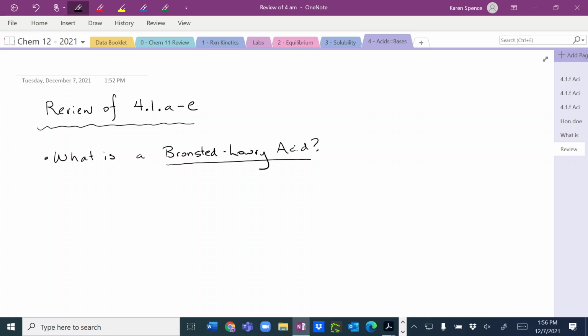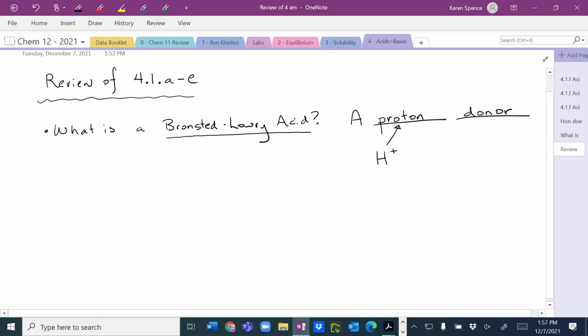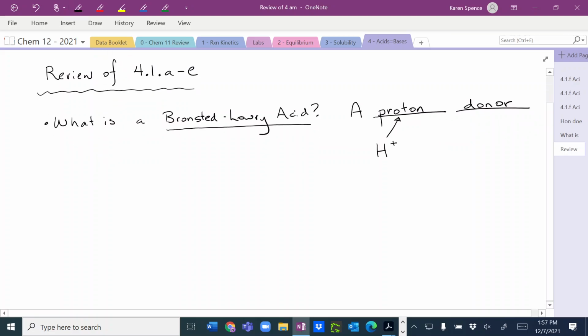What is a Bronsted-Lowry acid? Proton, yes, a proton donor. Okay, now what is a proton? That is a hydrogen ion. Does it make sense as to why H plus is called a proton? Because if you take a hydrogen atom and you remove its electron, all you've got left is a proton.